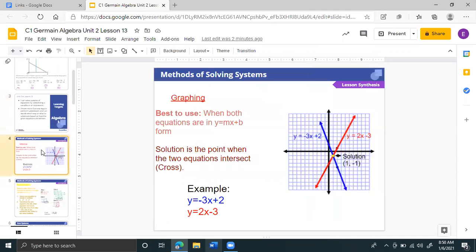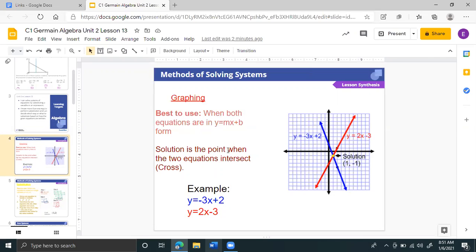So yesterday we were talking about methods of finding solutions in systems. We were looking at graphing equations. We were given a system of equations, we used that Desmos tool, and we were able to graph them and calculate the solution. This is the best way to go about finding a solution to a system when you're given both equations in y equals mx plus b form, or slope-intercept form. So graphing is a good way to go when you're given your equations in slope-intercept form.